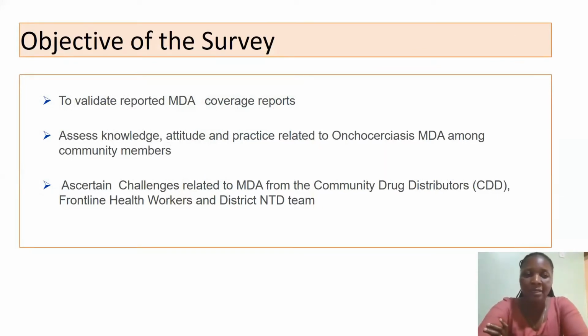One was to validate the reported MDA coverages. Two was to assess knowledge, attitude, and practice related to onchocerciasis MDA among community members. And three was to ascertain challenges related to MDA from community drug distributors, frontline health workers, and district NTD teams. And the third objective was the one which adopted the qualitative method.